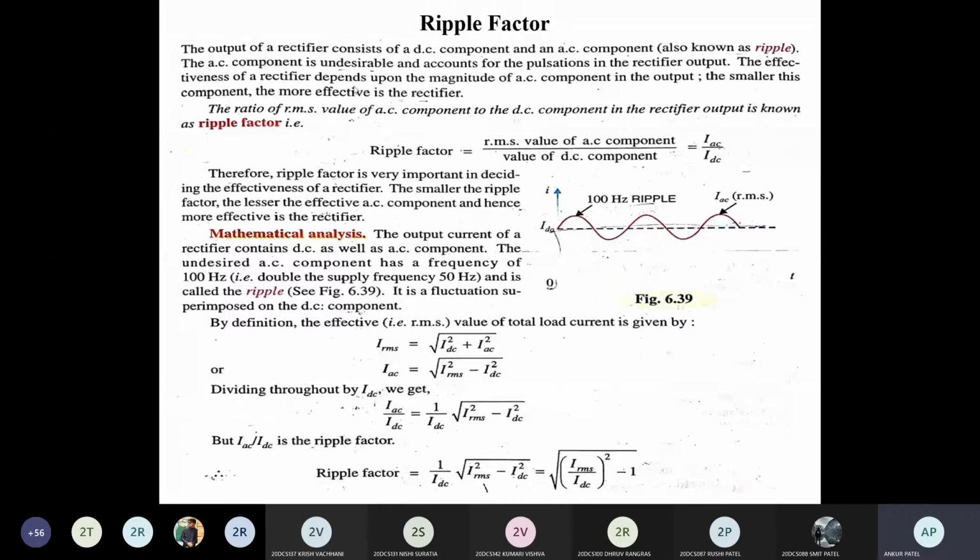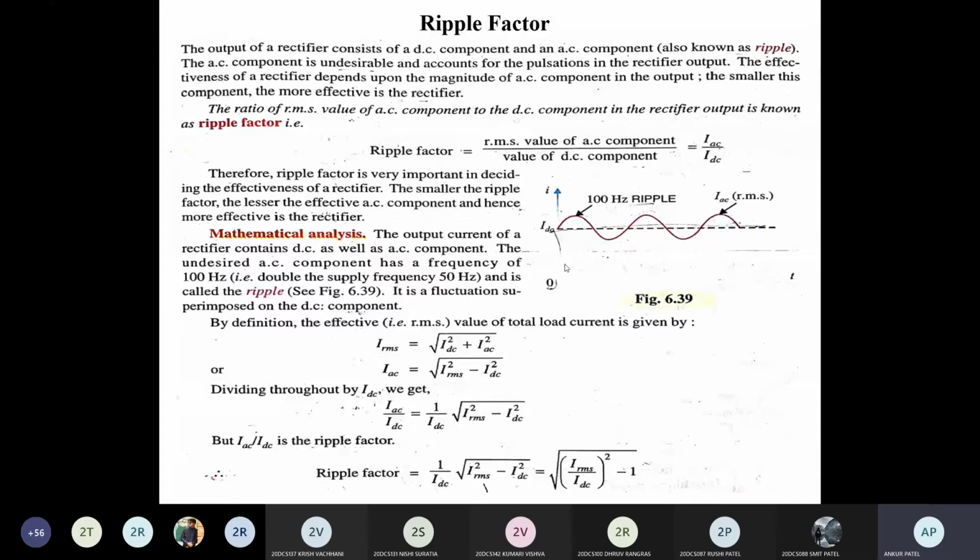So the effectiveness of rectifier depends upon the magnitude of AC component in the output. The smaller this component, the more effective is the rectifier, meaning more efficiency, or we can say pure DC. So it should be as small as possible. We have this AC component, so you can see this.